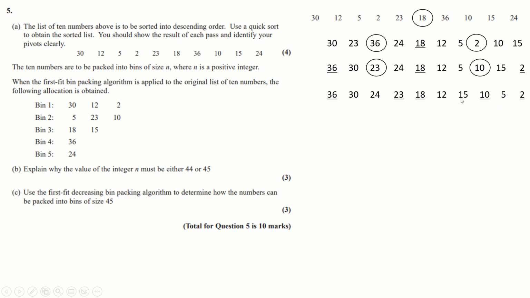And then this one here, we just need to circle this one and move it over. These two also just happen to be in order, but we'll swap these two to finish up, and we'll end up with our answer there. When the first fit bin packing algorithm is applied to these, we get these numbers.